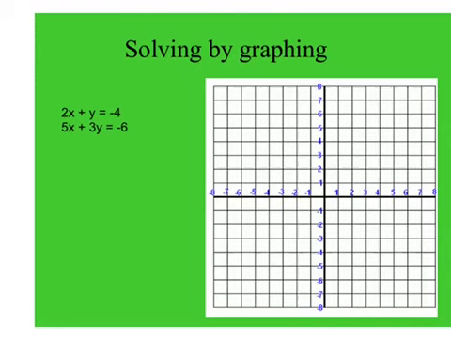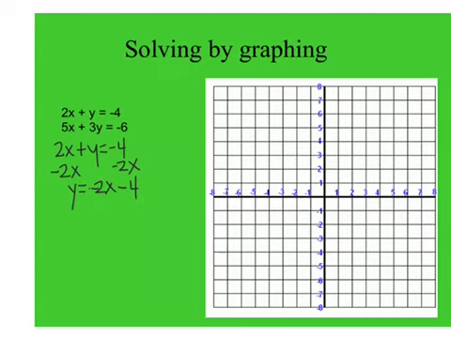So for example number 6, we can do the same kind of idea that we've been doing. The issue is they're not in slope-intercept form, so I have to solve for y first. In my first example, I have 2x plus y equals negative 4. So I'm going to solve for y, or get the y alone. So I get y equals negative 2x minus 4.